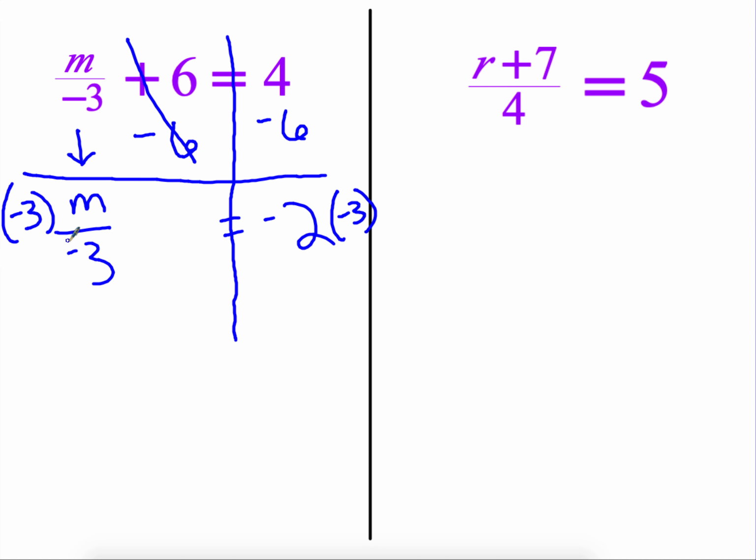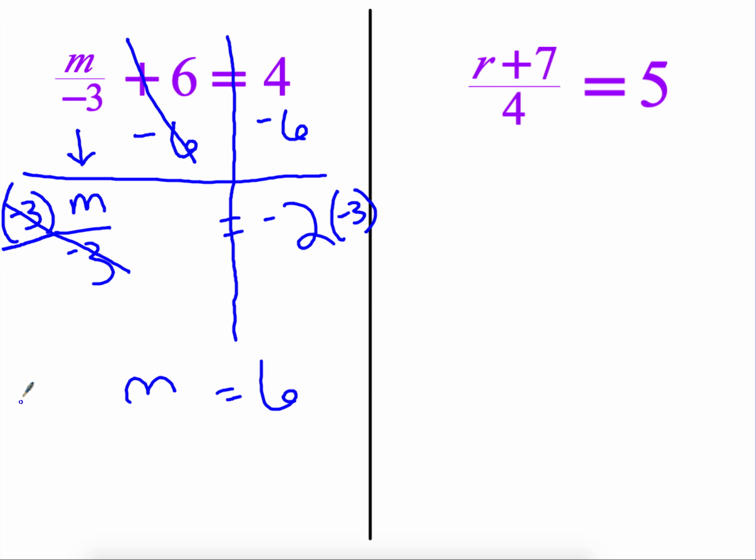And the reason why these cancel, if I extend this out, this is 3 over 3, just like when we did our division earlier. Okay, this makes 1, goes away. Bring down my variable. I'm left with m equals positive 6. Negative times negative is positive.